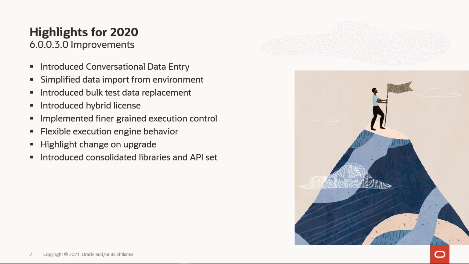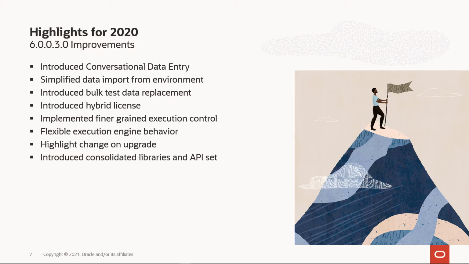So the first thing we introduced was called conversational data entry, which allows a tester to quickly prototype data very early in the life cycle. In the past, people had to wait for data to arrive at certain points in the life cycle. You can now test earlier by prototyping the data. This tool allows you to interact with the system in a conversational mode, hence the name, and quickly prototype data and then save that data as a test data set so that you can start testing very early.